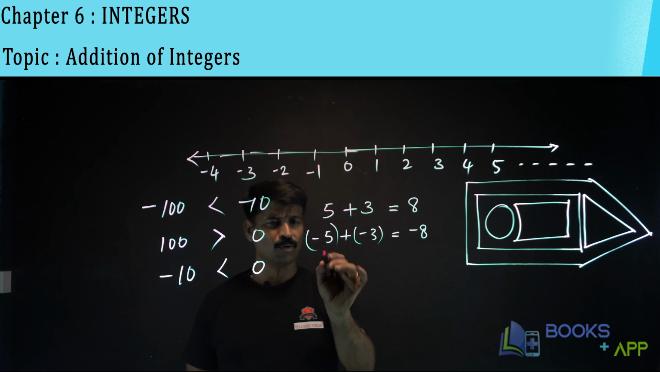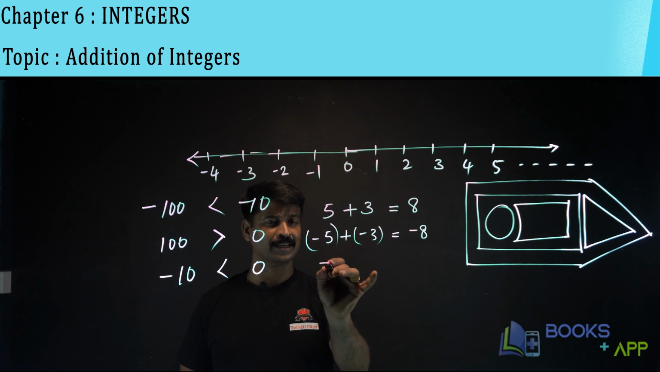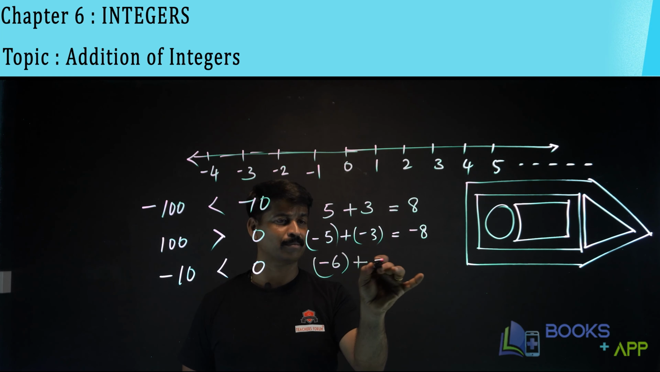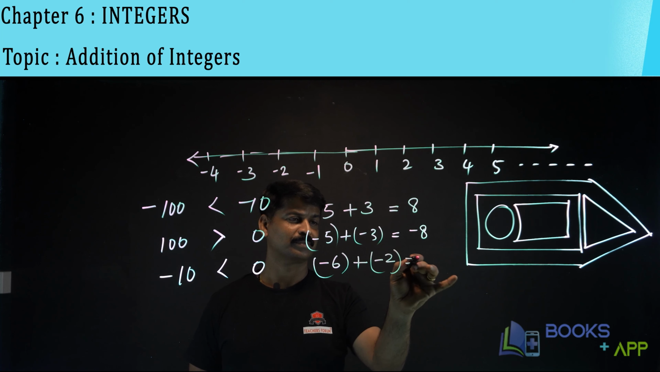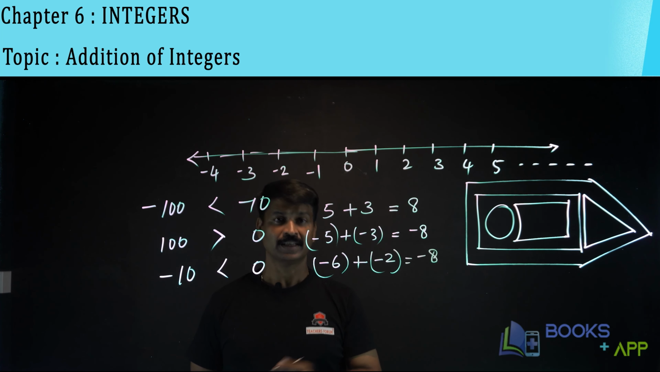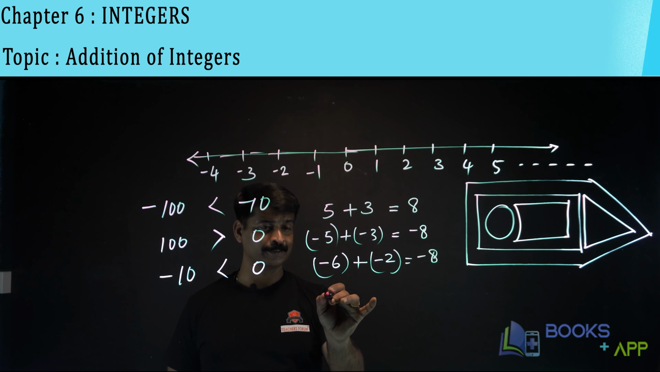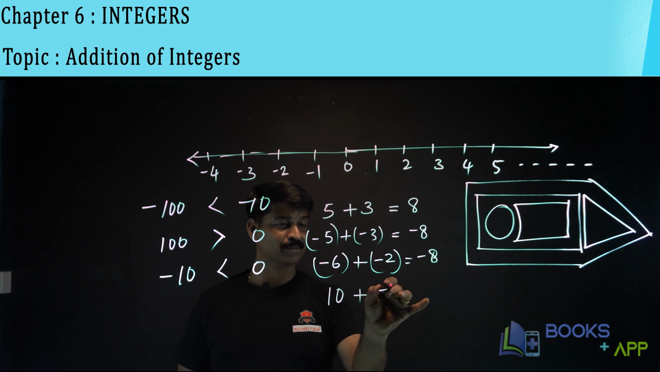Now, what will you get when you add minus 6 and minus 2? That is also minus 8. What will you be getting when you add 10 plus minus 5?